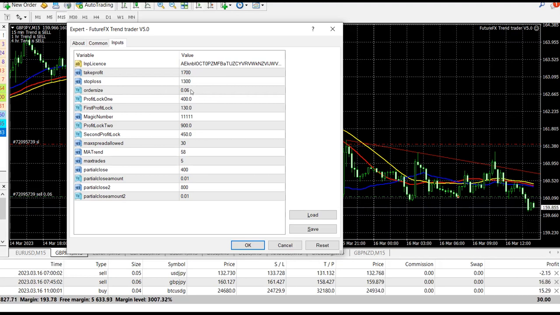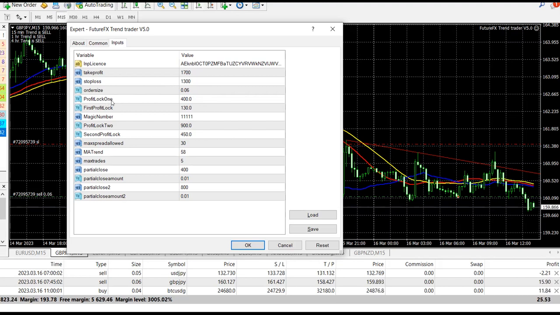So in this case, if I was running a 2% risk per trade, with this lot size, if the trade goes against me and I hit my stop loss at 130 pips, I will incur a 2% loss. So 2% of my account balance is what I would lose. So that's how you work out the risk, and look at that pip calculator to get more info on that.